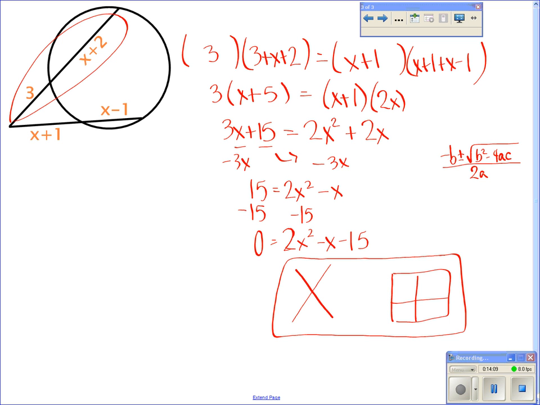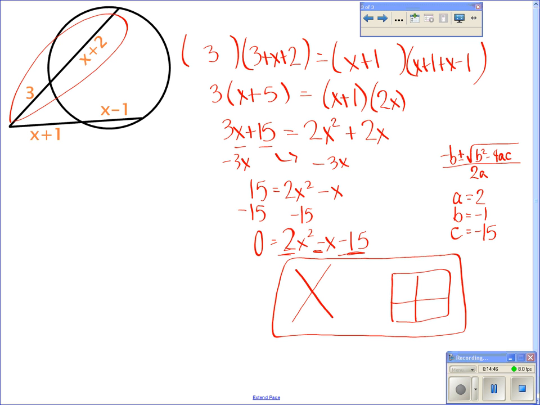So where am I going to get my A, B, and C for this formula? What is A equal to? 2. What is B? Negative 1. What is C? Negative 15. You're getting them from these numbers right here. That's your A, your B, your C. Is it in order? Yes, always in order. The A is always with the x squared. This one's always the B. That one alone is always the C.